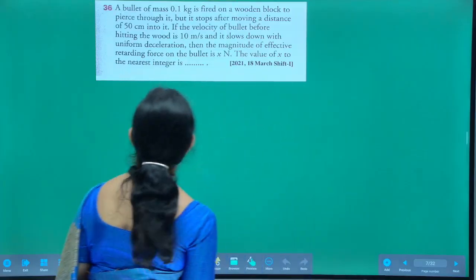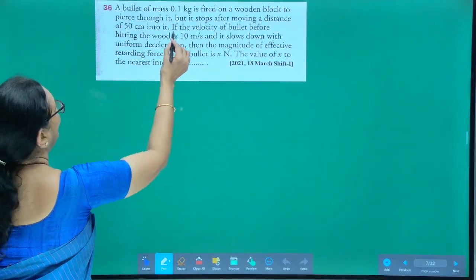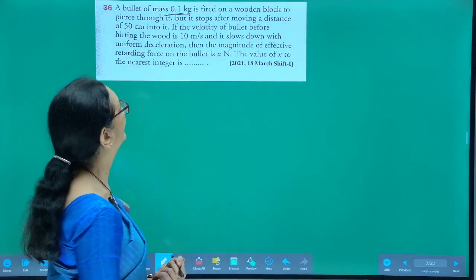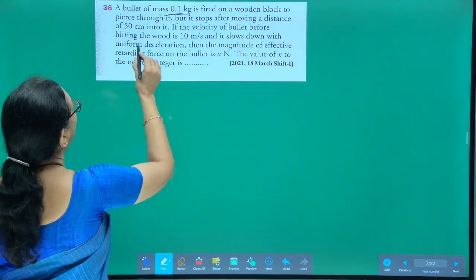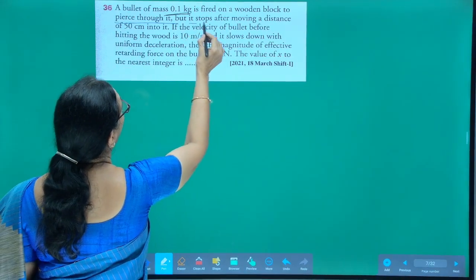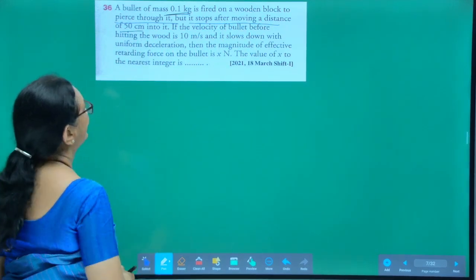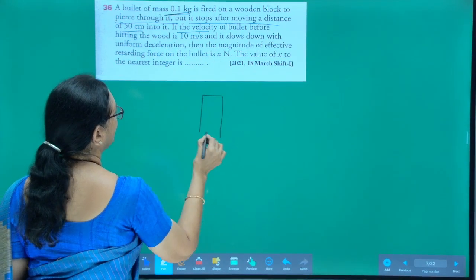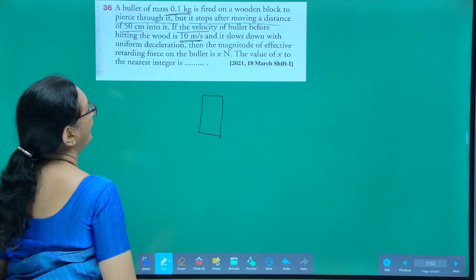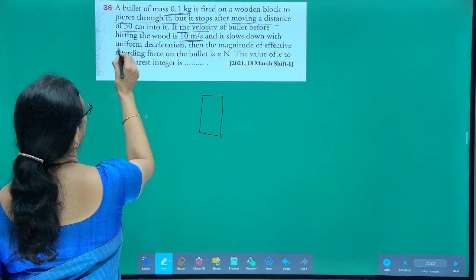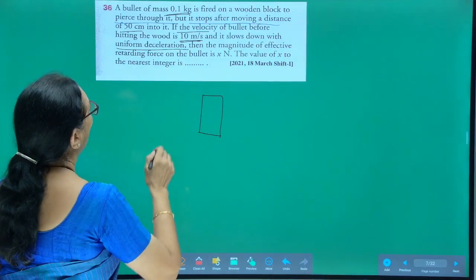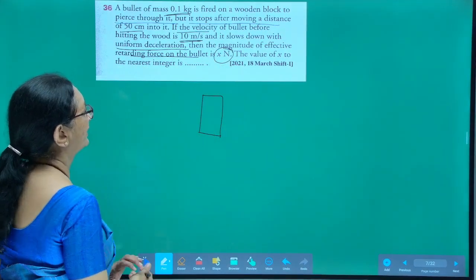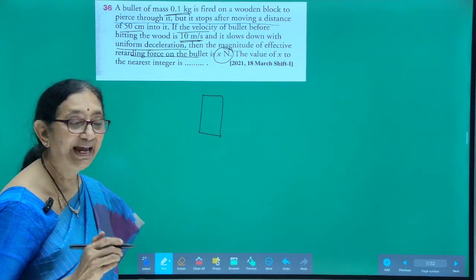Now, look into the next problem. A bullet of mass 0.1 kg is fired on a wooden block and pierces through it, but it stops after moving a distance 50 centimeters. Velocity of the bullet before striking the wooden block is 10 meter per second and it decelerates with uniform deceleration. Magnitude of effective retarding force is given as x Newton. You are supposed to find the value of x here.